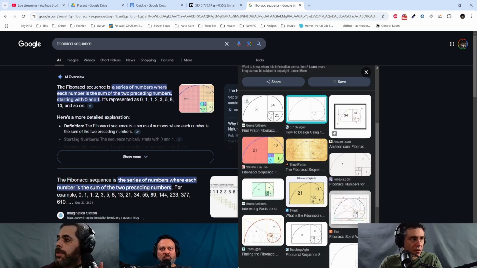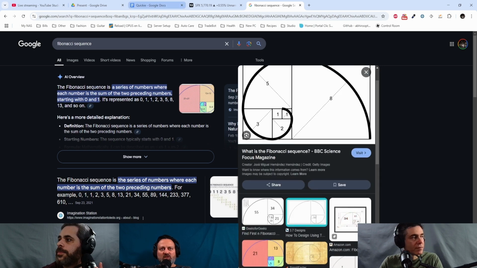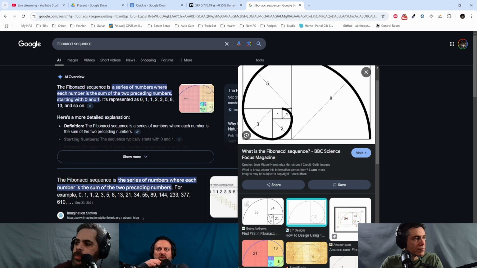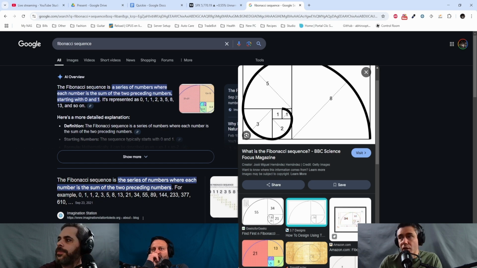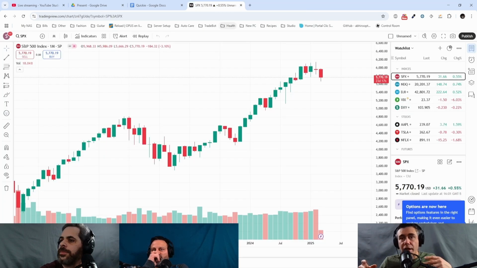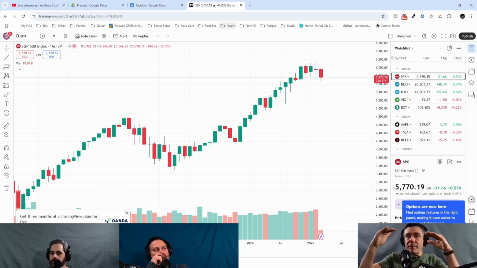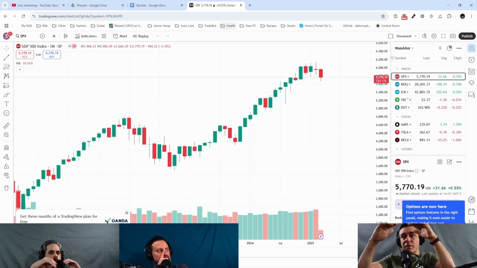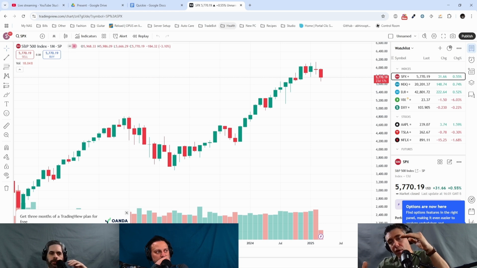It's a series of numbers where each number is the sum of the two preceding numbers, starting from 0 and 1. So 0 plus 1 is 1, 1 plus 1 is 2, 2 plus 3 is 5, 5 plus 3 is 8. I don't use the Fibonacci retracements, they say. On a chart, you can map it out. Here you can see that the next move should be, let's say, to this point, kind of thing.